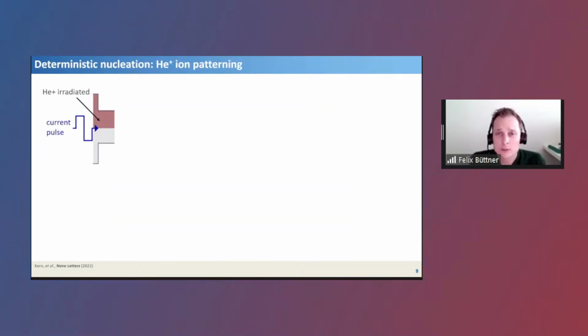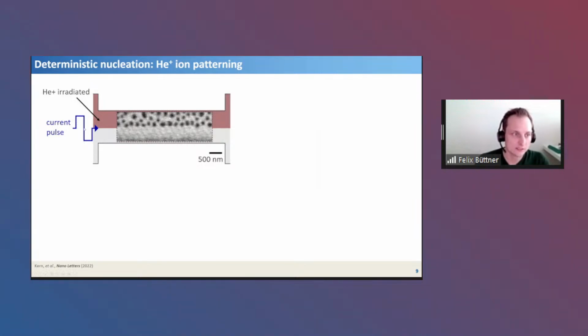Now, how can we make both of these processes deterministic in terms of where exactly to nucleate the skyrmions? One of the answers is we can use helium ion irradiation. This is shown here, where we have a magnetic track and the upper part of that track is irradiated by helium ions to locally reduce the anisotropy of the material. The lower part is not irradiated. What we see is, if we then inject a pulse, we nucleate skyrmions exclusively in the area that has been irradiated by the helium ions.